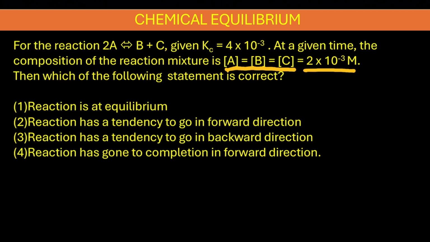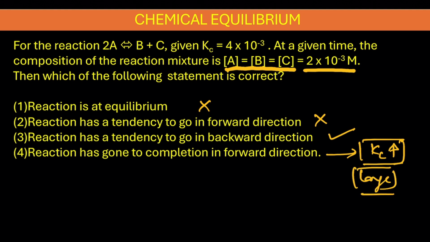Let us look at the options. Reaction is at equilibrium: not possible because Q is not equal to Kc. Reaction has a tendency to go in the forward direction: not possible because Q is greater than Kc. Reaction has a tendency to go in the backward direction: this is the possible one because Q is greater than Kc. Reaction has gone to completion in the forward direction: a reaction is said to go to completion when Kc is far greater. When the Kc value is very large, then the reaction is said to go towards completion in the forward direction.